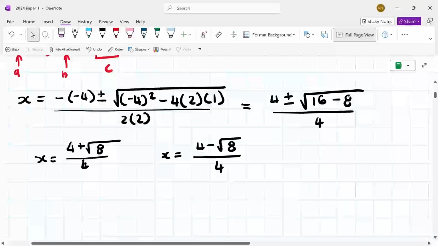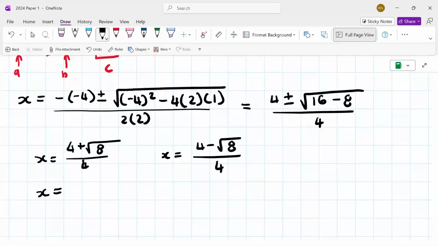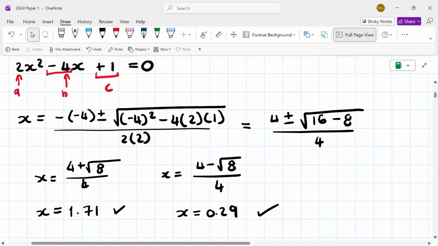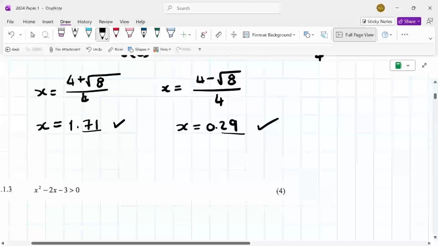And your two values that you get for x are x is equal to 1.71, and the other value will be x is equal to 0.29. Perfect. I see a lot of you got that right. So both of those would be correct. Okay. And they said to two decimal places. So you want two decimal places there and there.